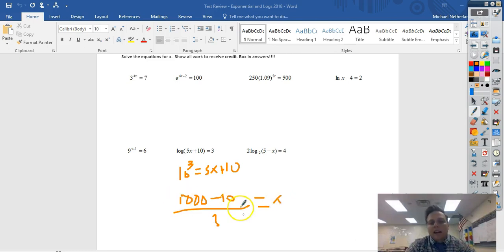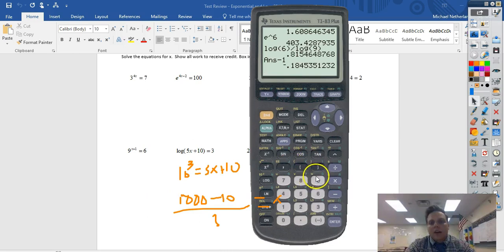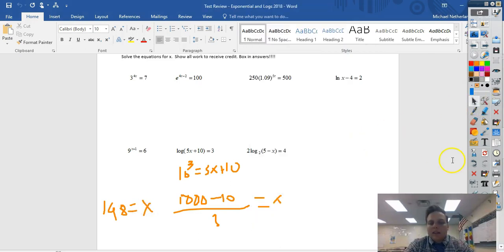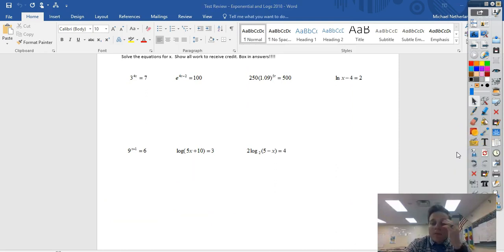1,000 minus 10 is 990. I honestly do not know what 990 divided by 5 is. I know it's a whole number. I think it's a whole number. I'm pretty sure it's a whole number. 198. So I know that 198 equals x. Okay, last but not least, 2 log base 2 of 5 minus x equals 4.